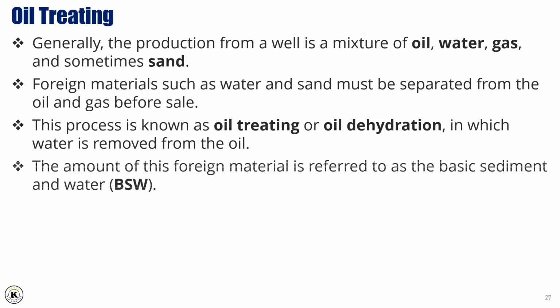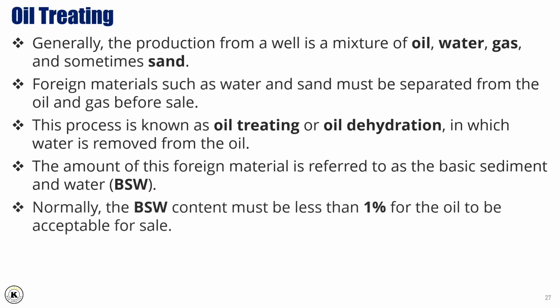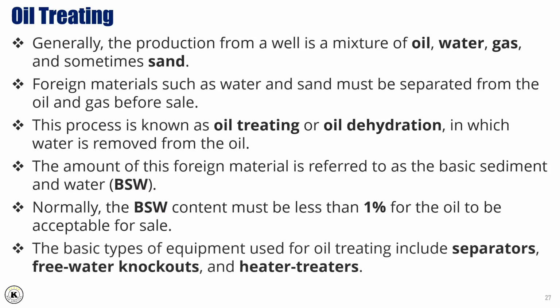The amount of this foreign material is referred to as the basic sediment and water, BSW. Normally, the BSW content must be less than 1% for the oil to be acceptable for sale. The basic types of equipment used for oil treating include separators, free water knockouts, and heater treaters.